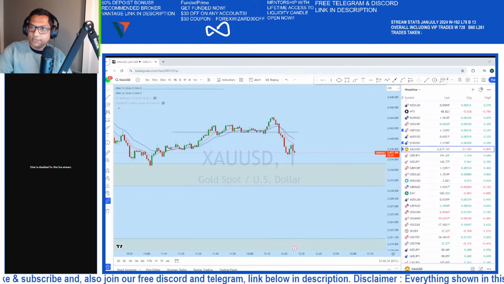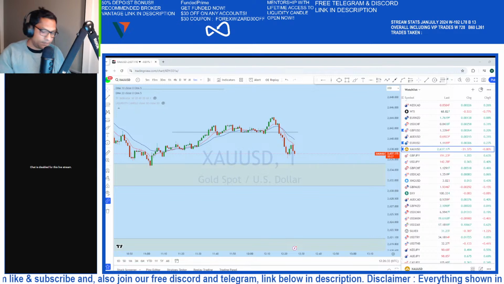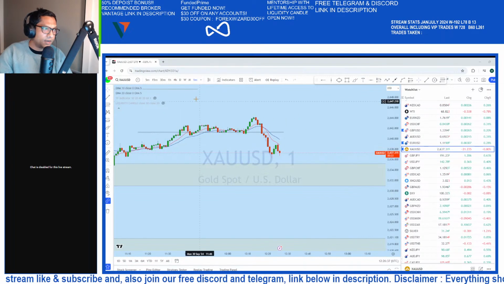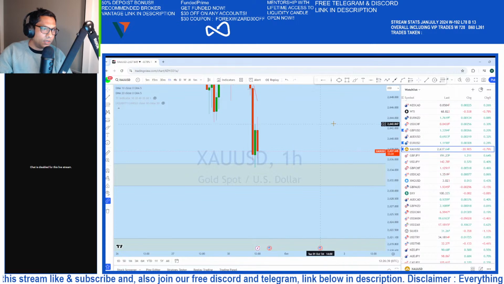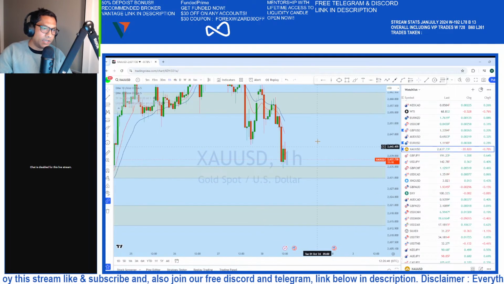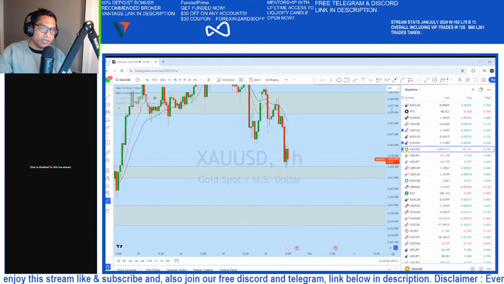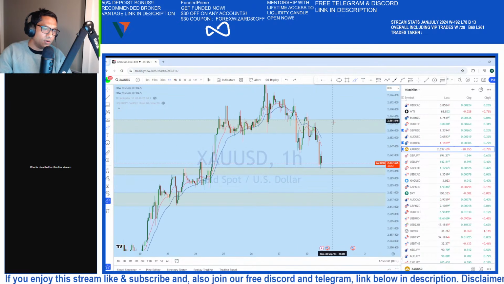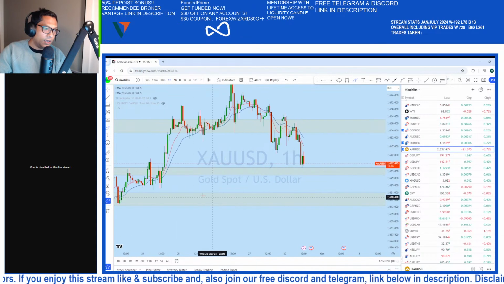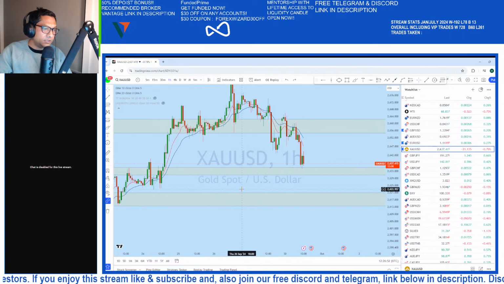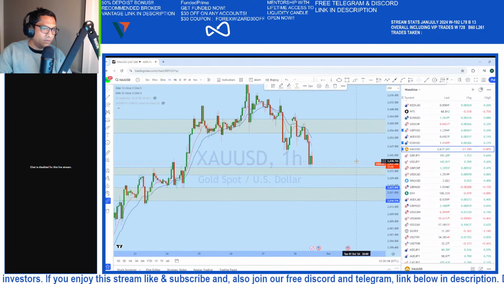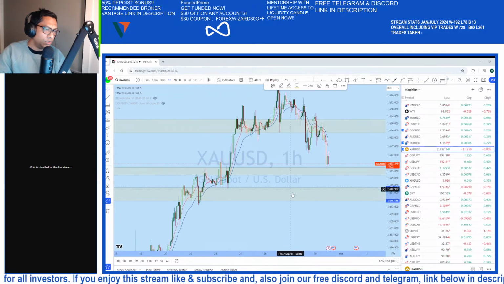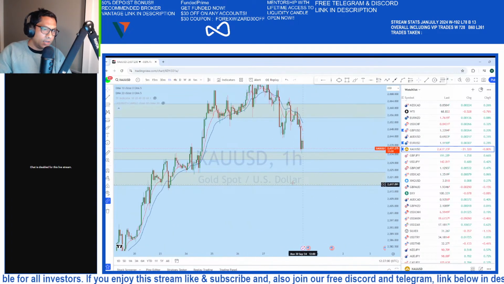Let's see where the market is currently heading. On XAU USD, this is the drop here, and then a narrow pullback. The bias for me is up to this support level, and because it's on that level, we will be looking for a potential entry.